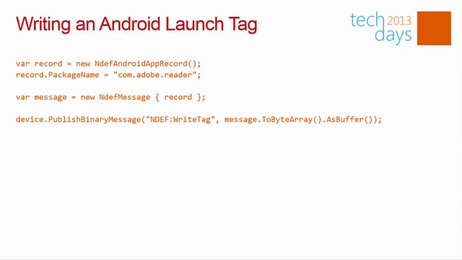Suppose I did want to write to one of these guys right here a tag that would launch an Android app on an Android device. Well, the Windows API for NFC doesn't provide a wrapper around that, but the in-depth library for proximity APIs does. This simple little bit of code right here will write an Android launch record to a tag like this one.